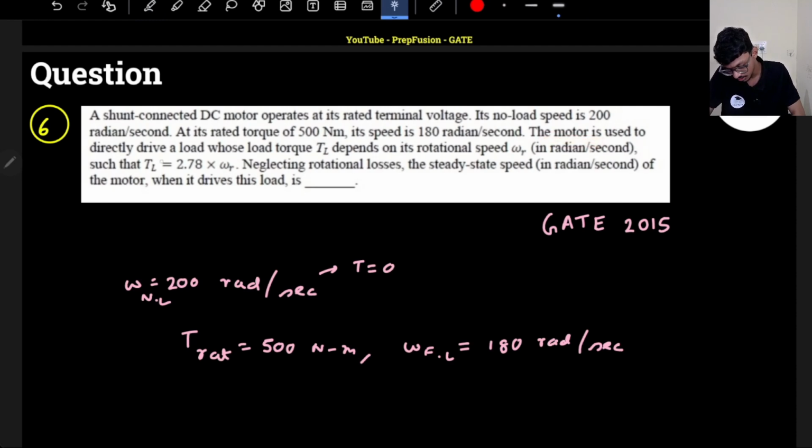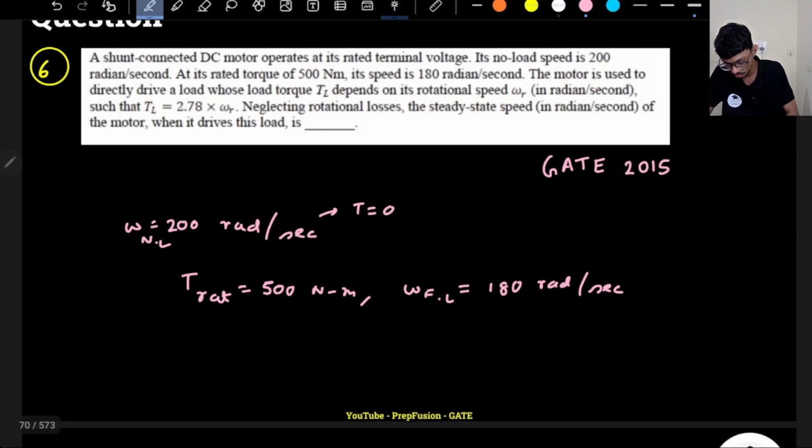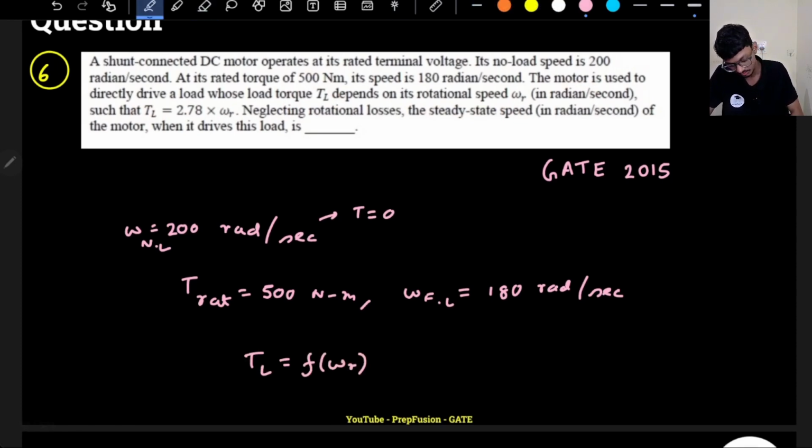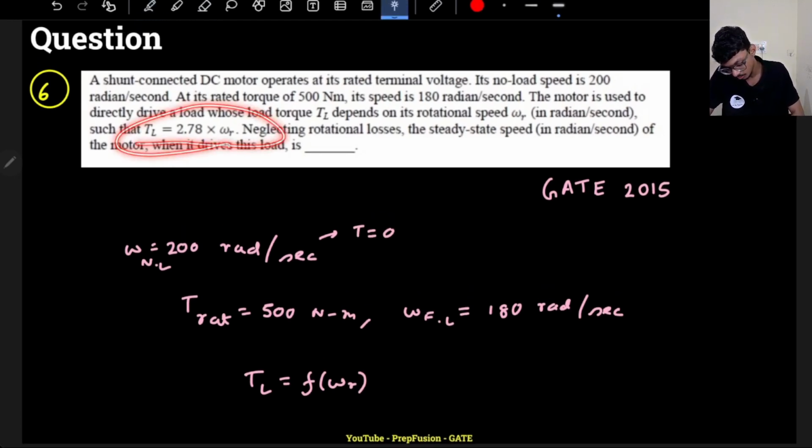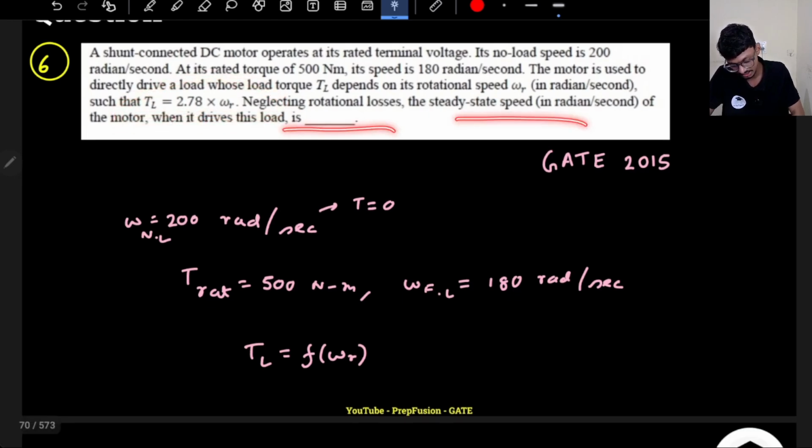The motor is used to directly drive a load whose load torque depends on rotational speed. So I have a load whose load torque is a function of the speed itself, right? At what speed it is rotating, the load torque is a function of that, such that it is 2.78 into omega r. Neglecting losses, find the steady state speed of the motor when it drives this load.